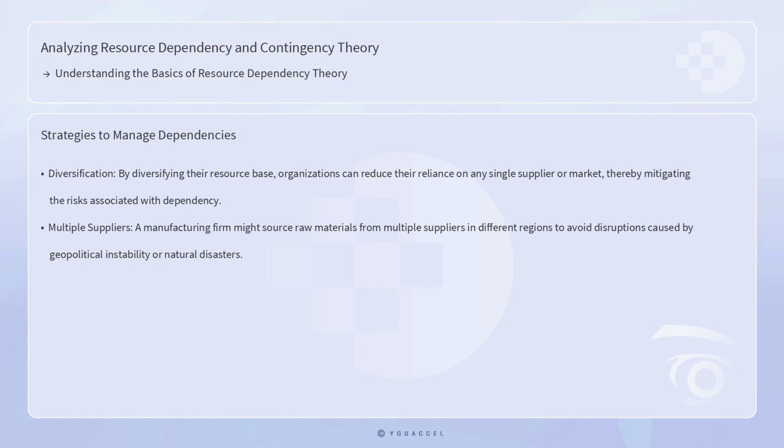The theory suggests several strategies organizations can employ to manage their dependencies and reduce the power of external actors. One common strategy is diversification. By diversifying their resource base, organizations can reduce their reliance on any single supplier or market, thereby mitigating the risks associated with dependency. For example, a manufacturing firm might source raw materials from multiple suppliers in different regions to avoid disruptions caused by geopolitical instability or natural disasters.